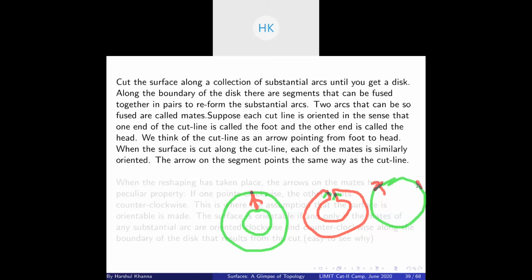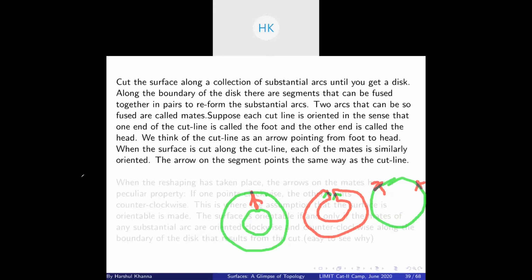Do you see why? If anyone sees why the arrows have to point opposite of each other, that is, if one is clockwise, the other has to be anti-clockwise, just unmute yourself and speak. Otherwise, I will tell the answer in 1 minute. So I guess I will tell the answer now.